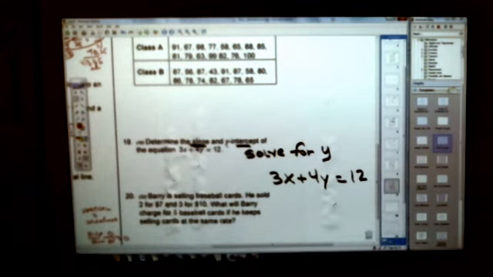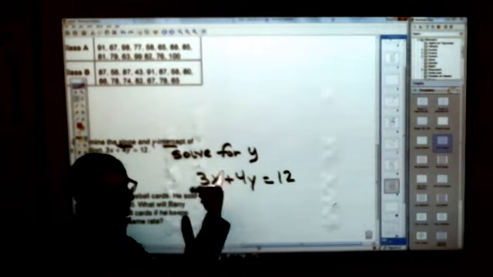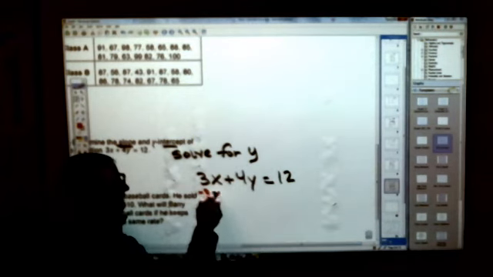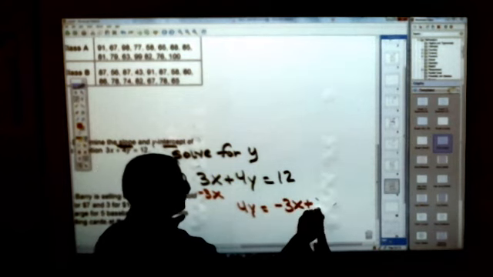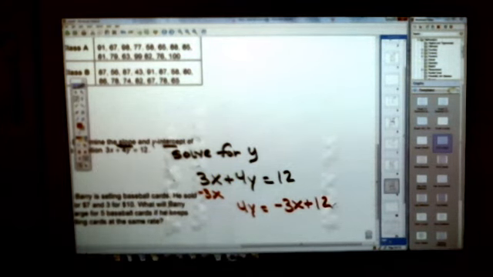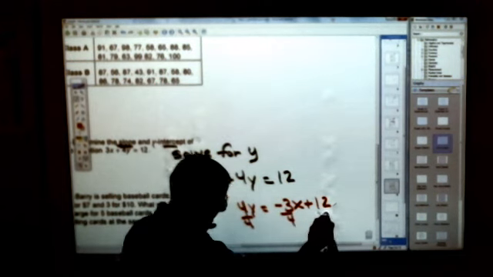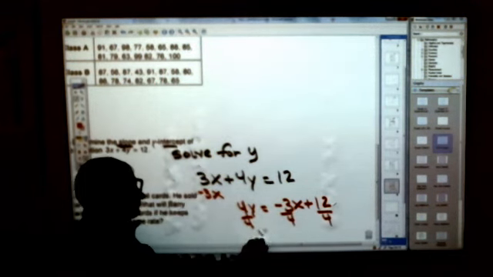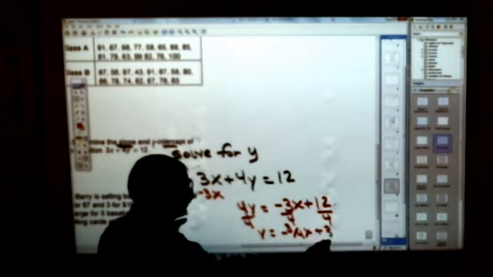If I solve that for y, Jackson Roberts, what's the first thing I need to get rid of? The 3x. I subtract the 3x to the other side, so now 4y equals negative 3x plus 12, right? Now to get y by itself, I have to divide by the number in front of y, which is 4. But I have to divide everything by 4. So y equals negative 3/4 x plus 3.